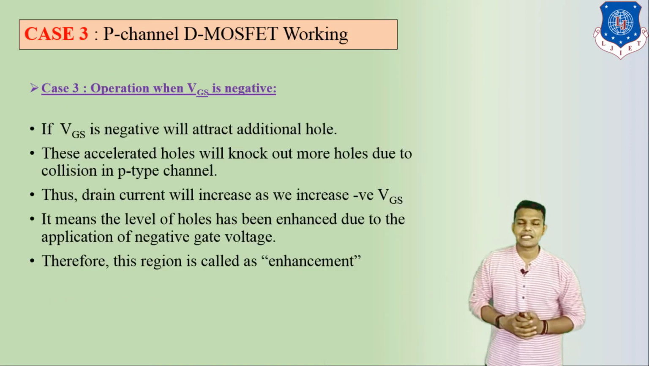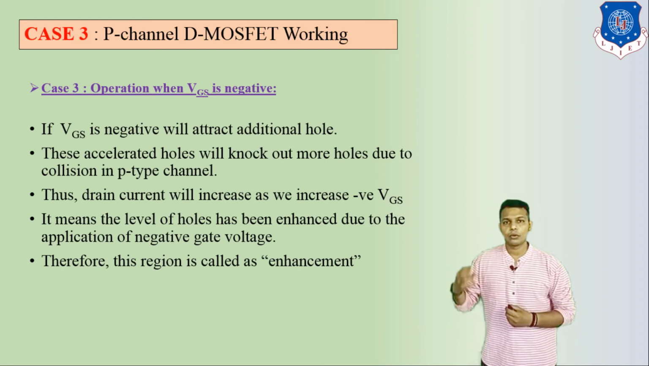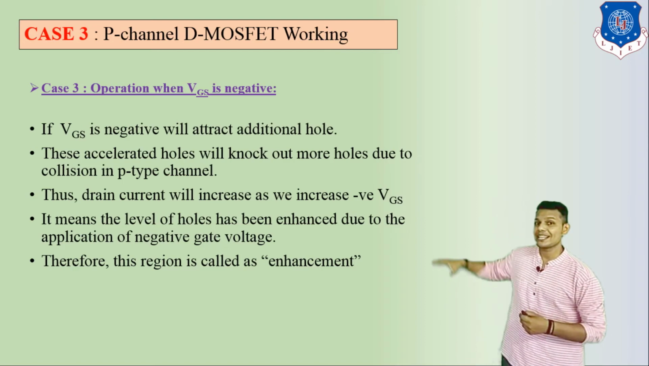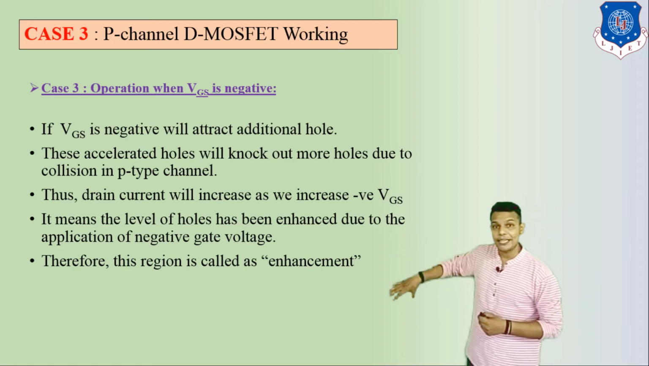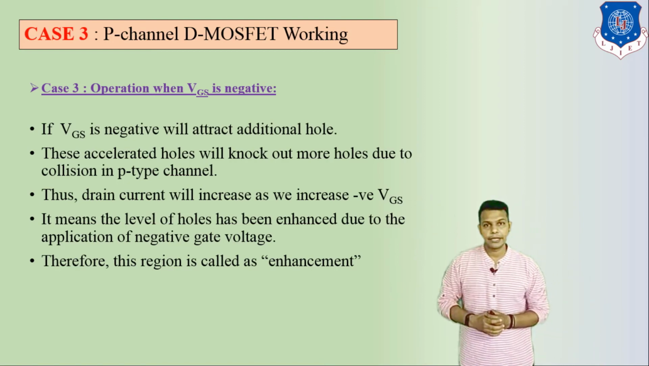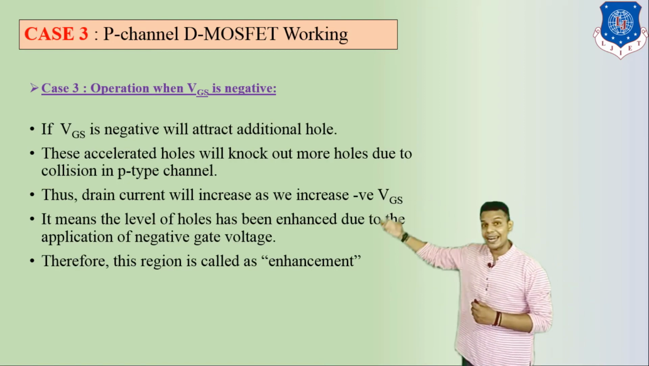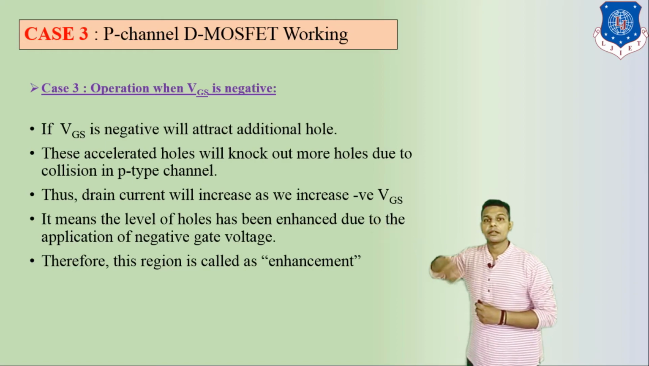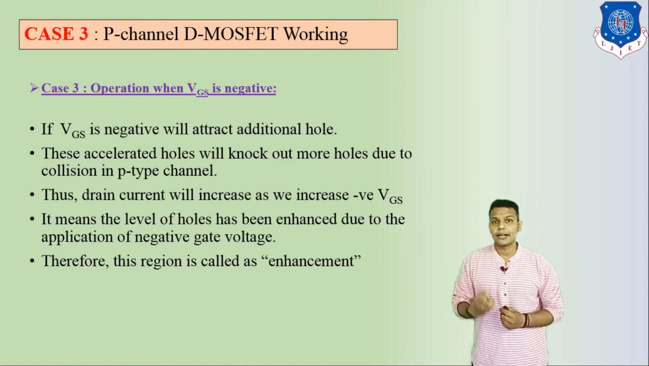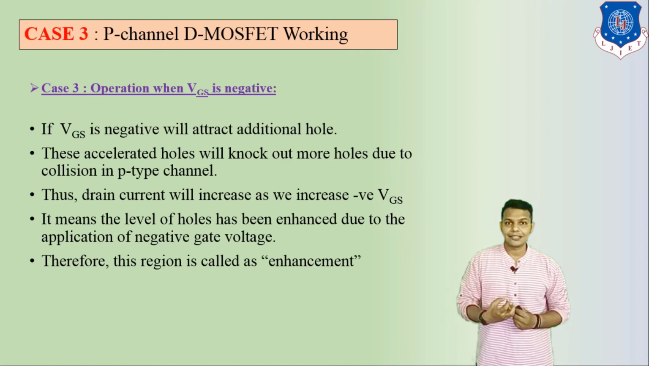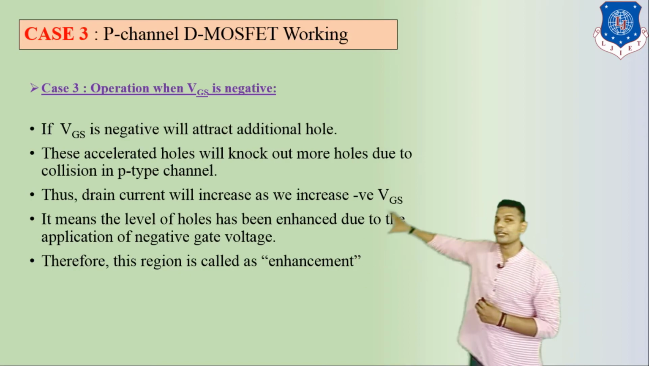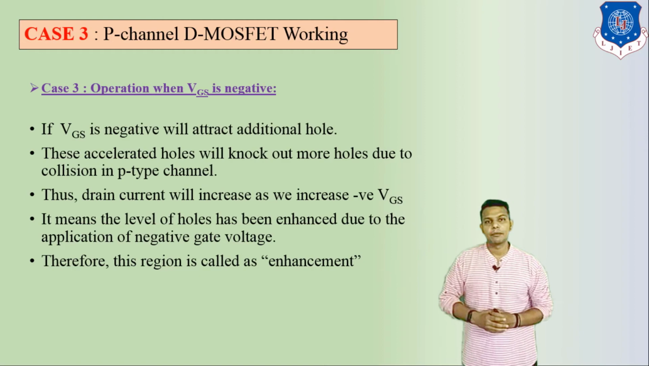Now let us discuss case number 3. If VGS is negative, then what happens? If VGS is negative, then the holes in the P channel are attracted towards this negative polarity. Also, in the N-type region the majority carriers are electrons and the minority carriers are holes, so the minority carriers are also attracted towards this negative terminal.